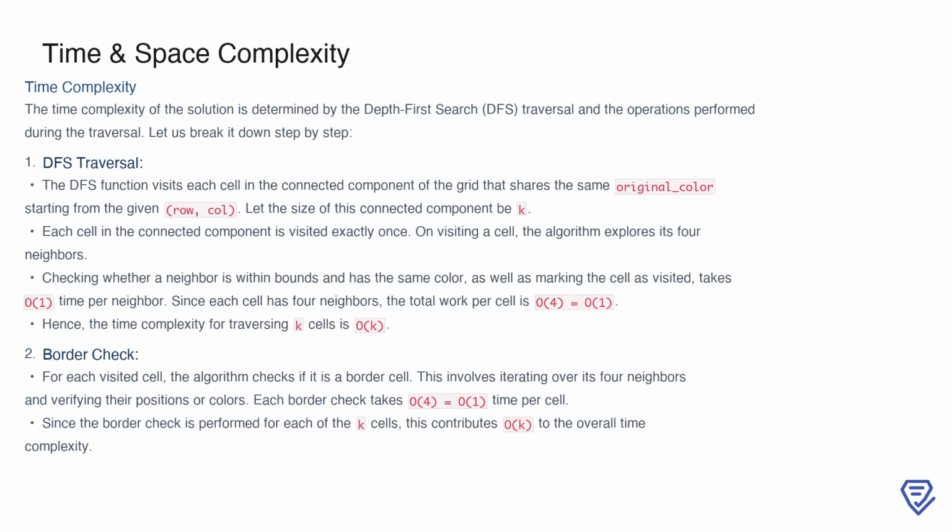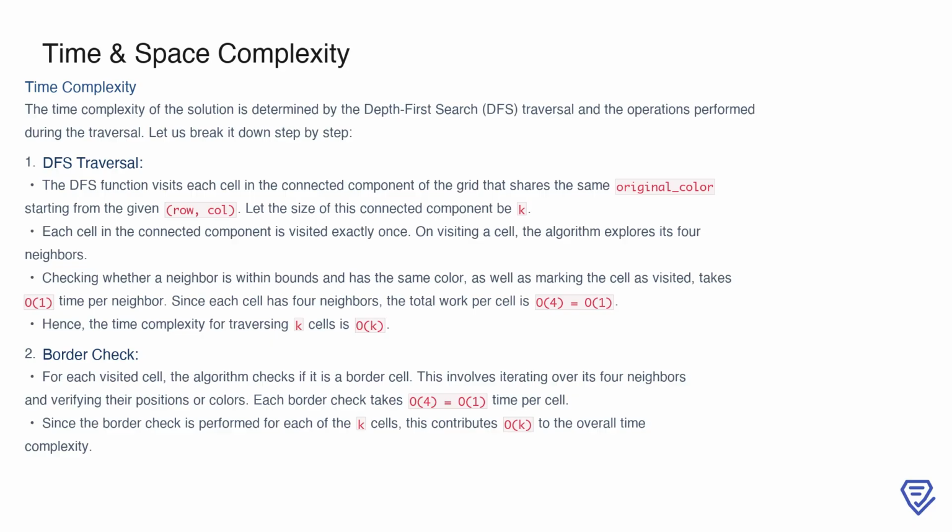The time complexity of this solution is primarily determined by the depth-first search traversal and the associated operations performed during it. First, let's consider the traversal itself. The DFS function systematically visits each cell within the connected component of the grid that shares the same color as the starting cell. If we denote the size of this connected component as k, then each cell within this region is visited exactly once. For each cell, the function explores its 4 neighbors, checking if they are within bounds, share the same color, or need to be marked as visited.